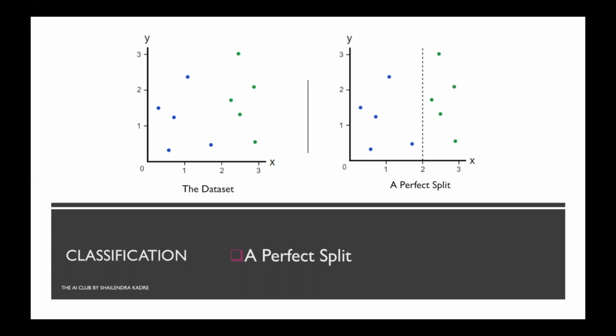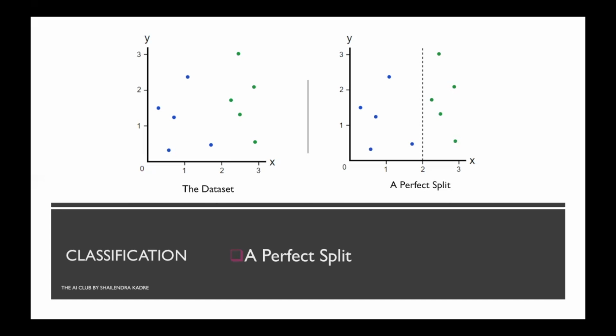Our aim is to have a simple line of separation between the blue and the green dots. So in the right graph, if you can see, we have created a line where x is equal to 2. And on this line, we can see a clear separation between the blue dots and the green dots. So we can say that this x equal to 2 can be our model, and we can use this model to segregate both the classes.